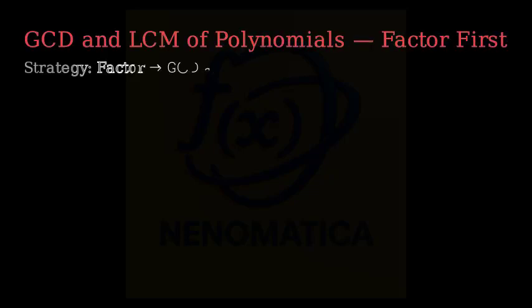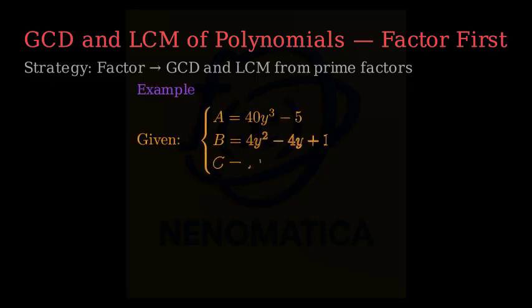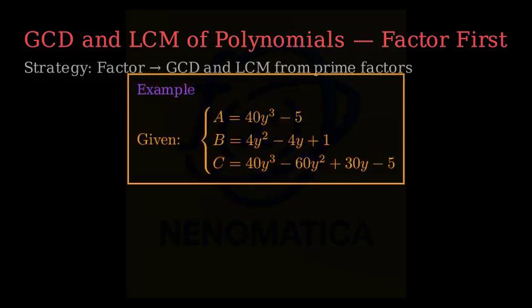In this lesson, we will factor 3 polynomials and then use those factorizations to find the greatest common divisor and the least common multiple. Here is our example. We will first factor A, then B, then C. After that, we will read the greatest common divisor and the least common multiple from the prime factorizations.